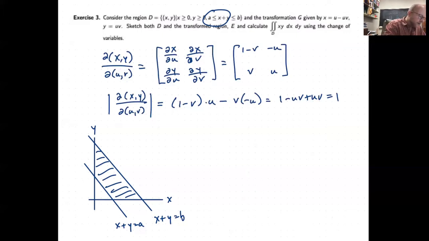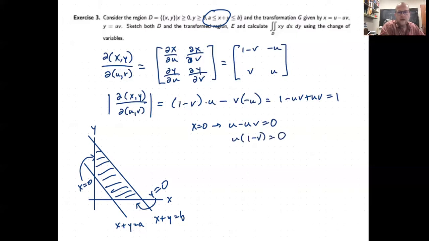So we need to talk about, I guess I didn't label it here, X equals 0, y equals 0, for these boundary pieces there, all right? So for x equals 0, that's going to convert to saying u minus uv equals 0, which means that you have to think about either the line u equals 0 or the line v equals 1.